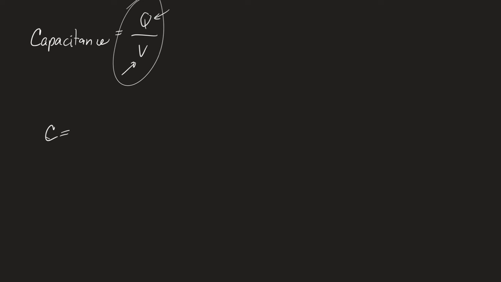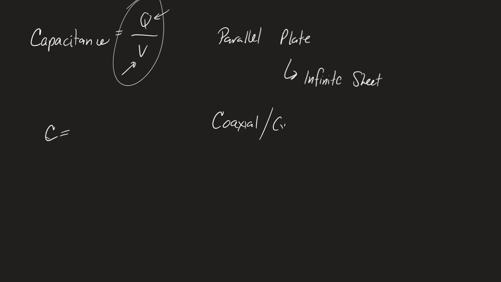There is the parallel plate capacitor. It is exactly what it sounds like it is. 2 large parallel plates. And it uses the idea of the electric field of an infinite sheet. So parallel plate, and it uses what we derived for an infinite sheet. There's a coaxial capacitor, or cylindrical capacitor. It's exactly what it sounds like. It's a small cylinder wrapped inside a larger cylinder. It uses the infinite line.